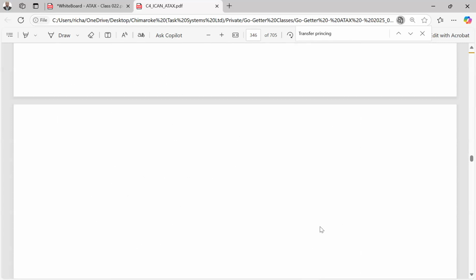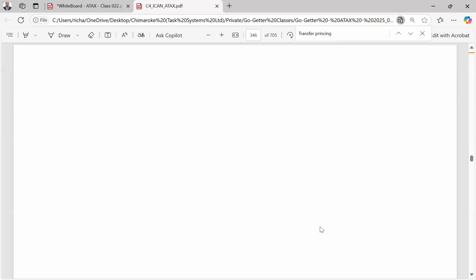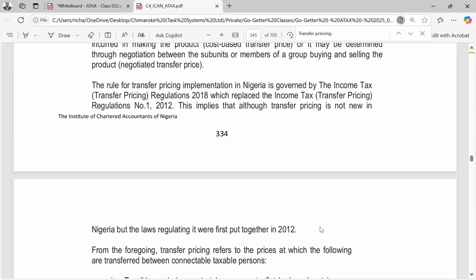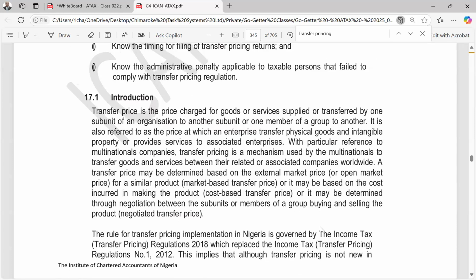Now, let's go straight to the very thing that we want to talk about. What is transfer price? Transfer price is the price charged for goods or services supplied by one subunit to another subunit in the same group. This is not different from the definition you had in performance management, where people in a group are selling to another member of the group.